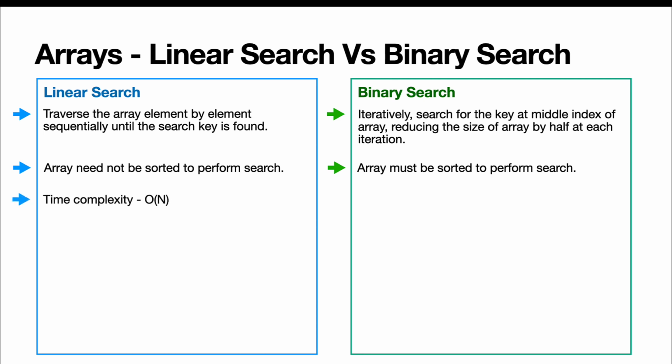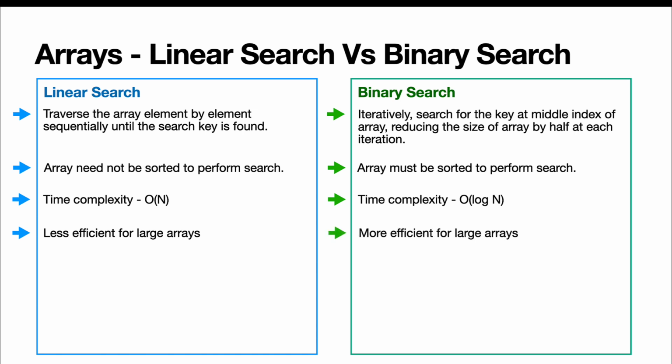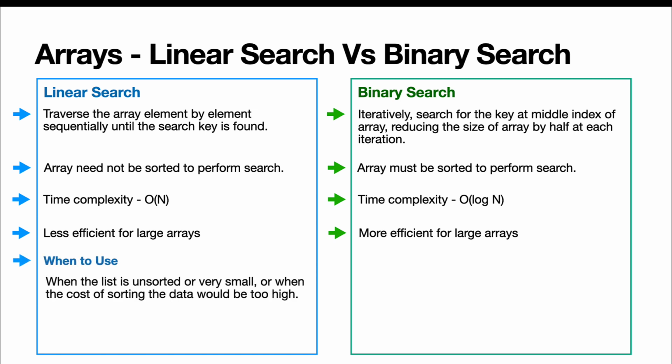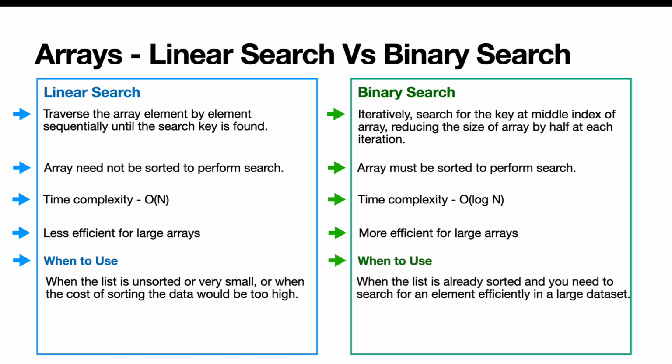The time complexity of linear search is O of n. The time complexity of binary search is O of log n. Linear search is less efficient for large arrays. Binary search is more efficient for large arrays. Linear search is preferred when the array is very small or when the array is unsorted, and when the cost of sorting the data would be too high. Binary search is preferred when the array is already sorted or when the size of the array is very large.